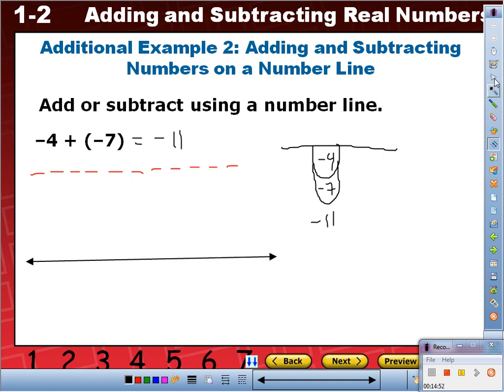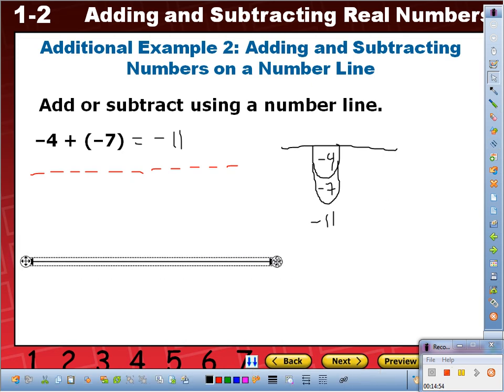Is that kind of crooked? Yeah, right? There it is. Okay.